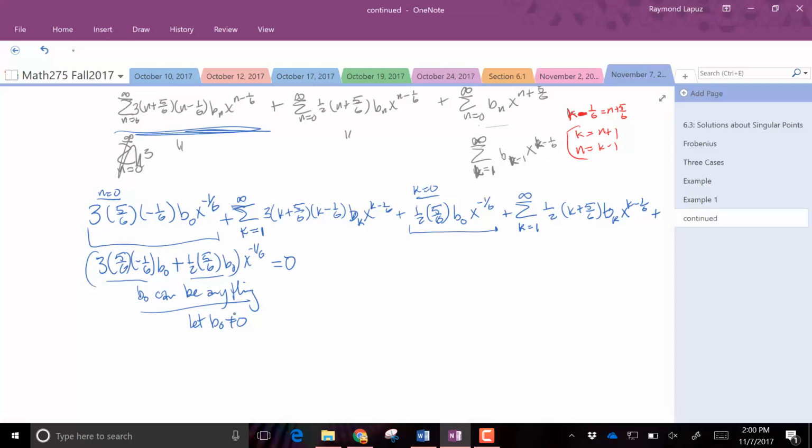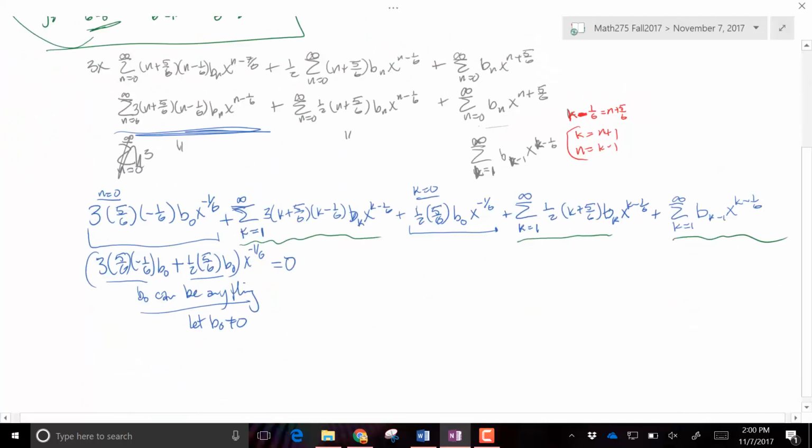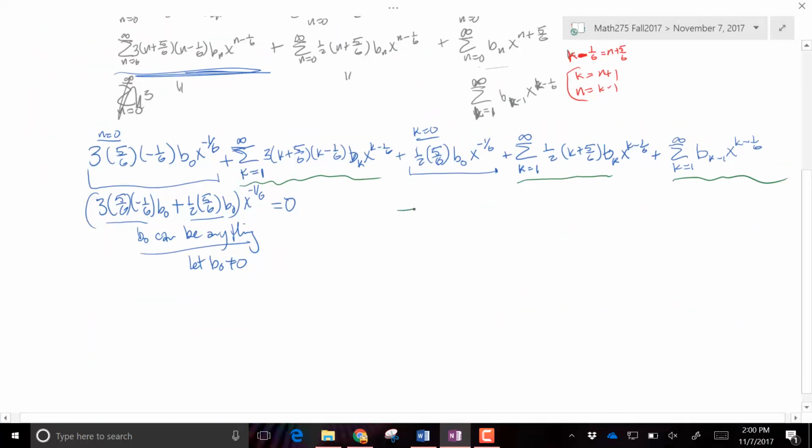So now let's collect. Should have done this in a different color. Let's collect these other terms in the series. So this thing is 3 times 5/6 minus 1/6. So this whole thing is going to be equal to 0 regardless of what b naught is equal to. So b naught can be anything.